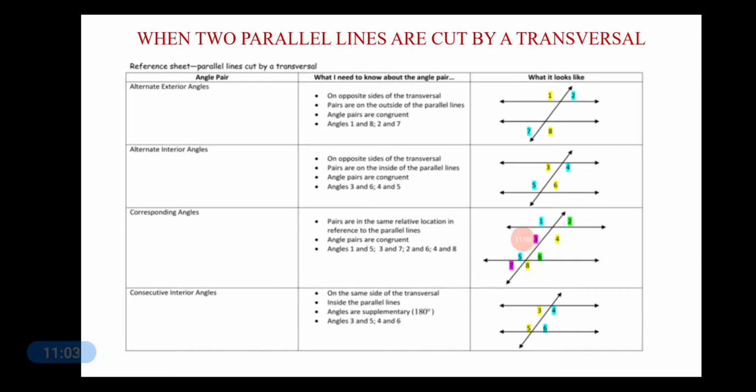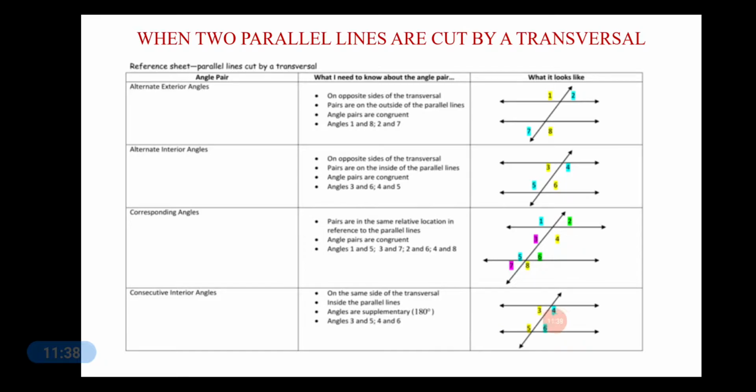So, when two parallel lines are intersected by a transversal line, we get 4 pairs of corresponding angles, and these corresponding angles are equal to each other. That is, angle 1 will be equal to angle 5, angle 2 will be equal to angle 6, angle 3 will be equal to angle 7, and angle 4 will be equal to angle 8. So all the 4 pairs of corresponding angles will be equal to each other.